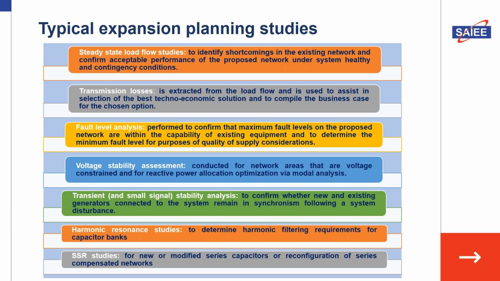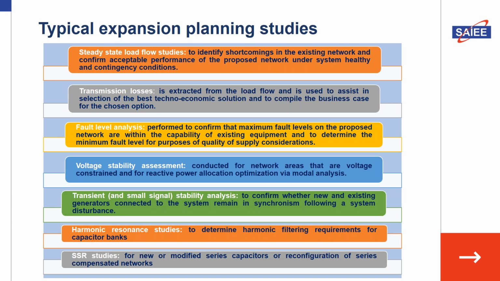But just to emphasize, we normally start off with the steady state load flow studies to identify the shortcomings on the existing network from its capability and capacity perspective. Then we would look at the transmission losses, and this is extracted from the load flows and is used to assist in the selection of the best techno-economic solution to compile business cases for the chosen options.